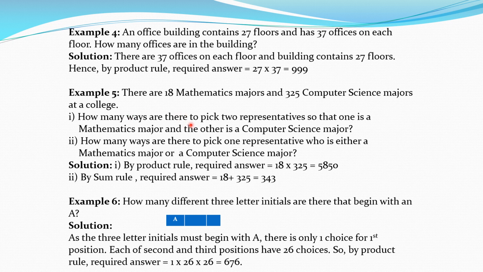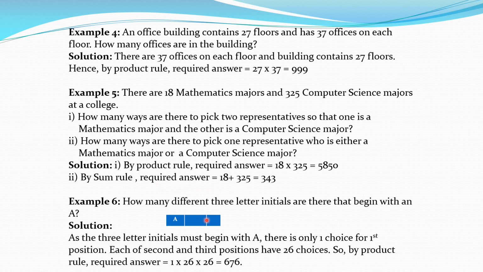Now, this problem you can compare with the problem of selecting one boy and one girl, or only one student representative. Now, in first case, we have to select one mathematics major and one computer science major. So here we will use product rule. So by product rule, required number of ways is 18 multiplied by 325, that is 5850. And in second, one representative, so it will be either mathematics major or computer science major. So by sum rule or addition principle, it is 18 plus 325, that is 343.